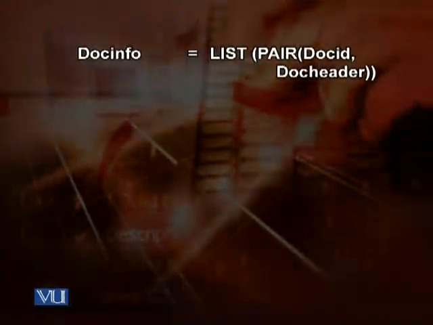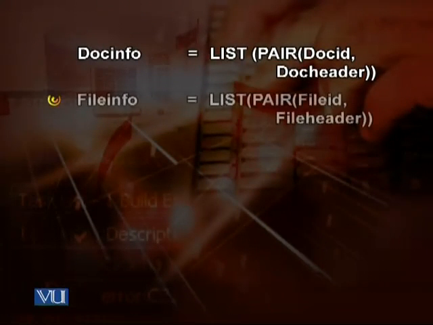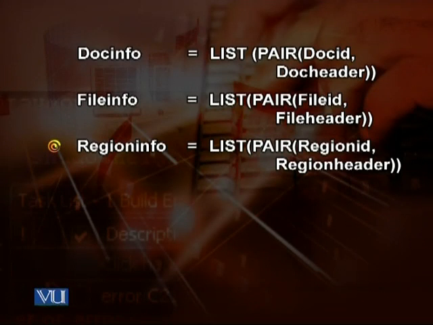Then we have three instances of list: doc info, file info, and region info. Doc info is a list of pair of doc ID and doc header. File info is a list of pair of file ID and file header. And region info is a list of pair of region ID and region header. So once again, you saw that we had three instances of lists, and we have those lists of pairs. These list of pairs are the same as what we have seen before, that when we say we have to generate a list of regions, we tell the system give me the list of regions that you have, and it gives us a list of pairs which are list of regions composing of region ID and region header.